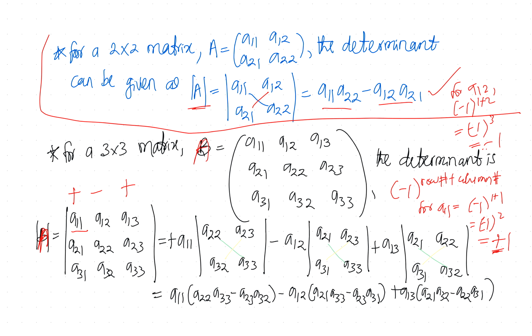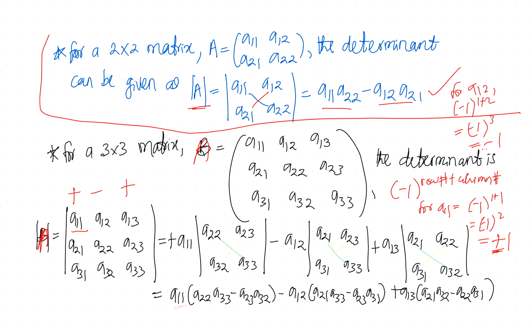And then you now come here. So you have plus A11, that's just simply A11. And for this determinant, it's a 2 by 2 thing. So you just go ahead and do what we did with 2 by 2 matrices. So for this, you have A22 times A33 minus A23 times A32.